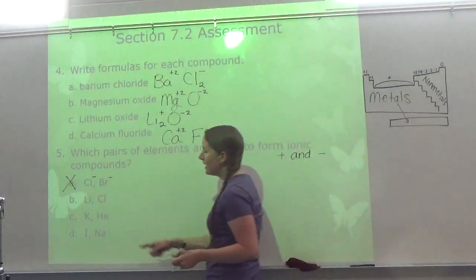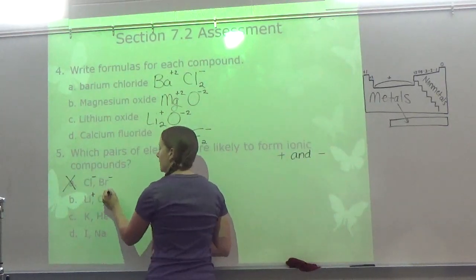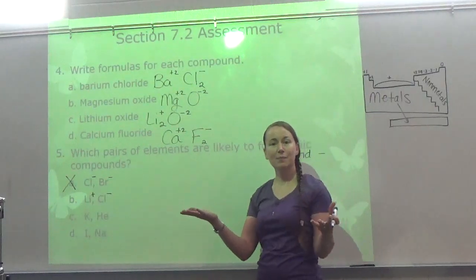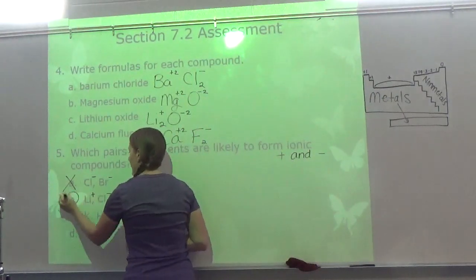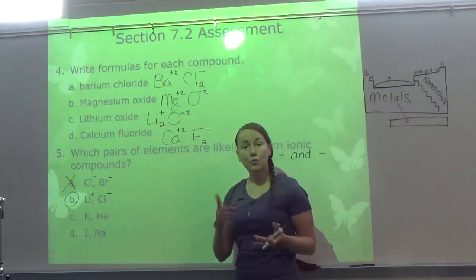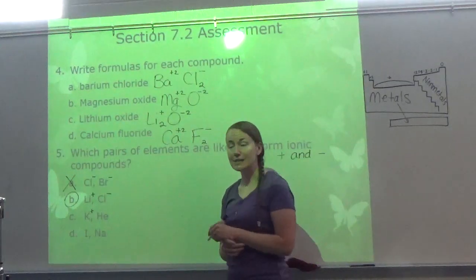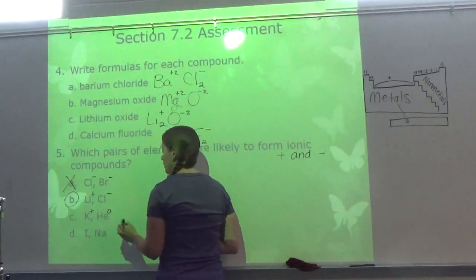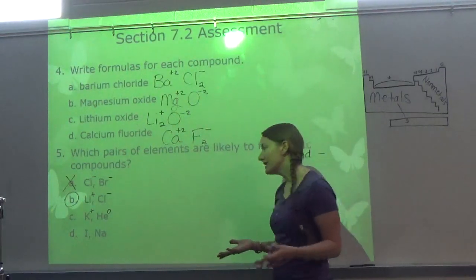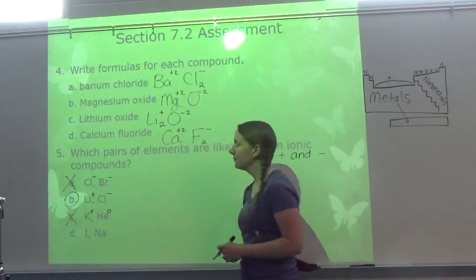All right, next one. We have Li, which is in group 1, so it has a +1 charge. Cl is in group 17, so it has a -1 charge. So will a positive and a negative bond? Yes, they will. All right, part C. K is in group 1, so it has a +1 charge. Helium is a noble gas. That means it has a 0 charge. Noble gases do not like to form compounds because they are already stable. So this would not form an ionic compound.